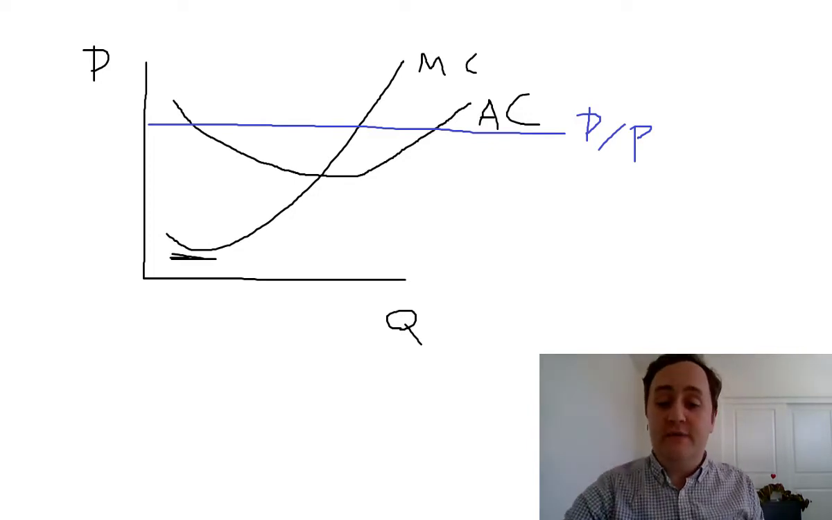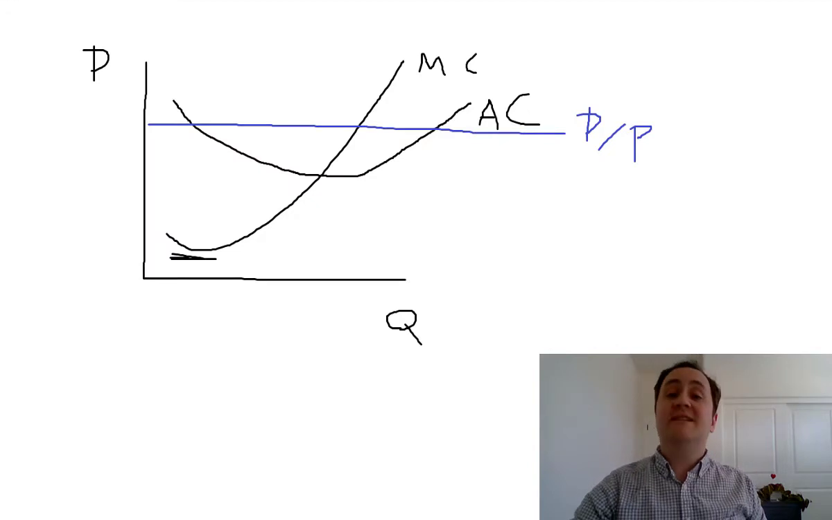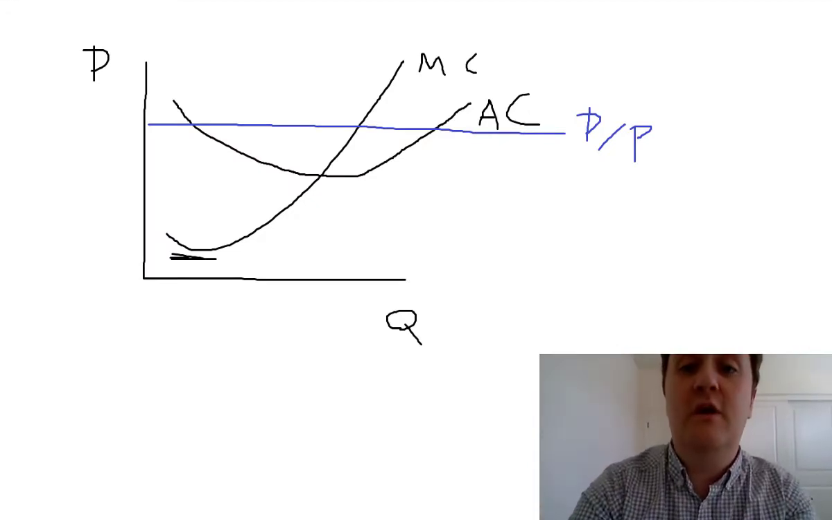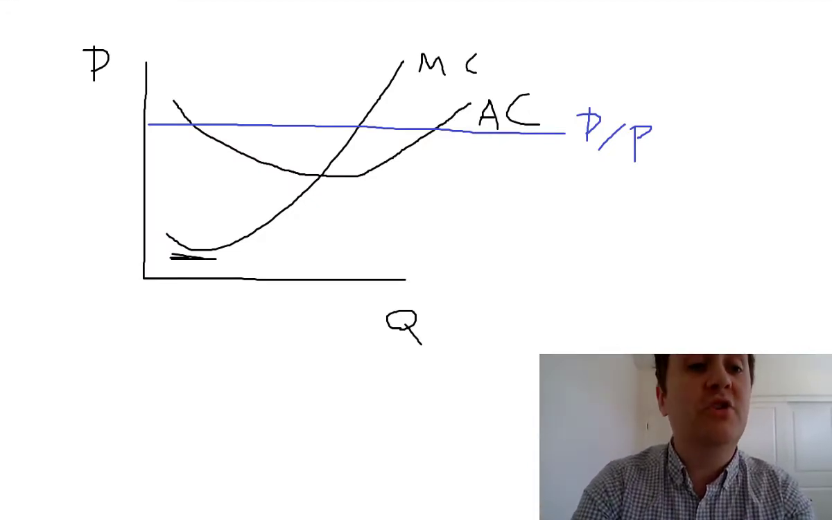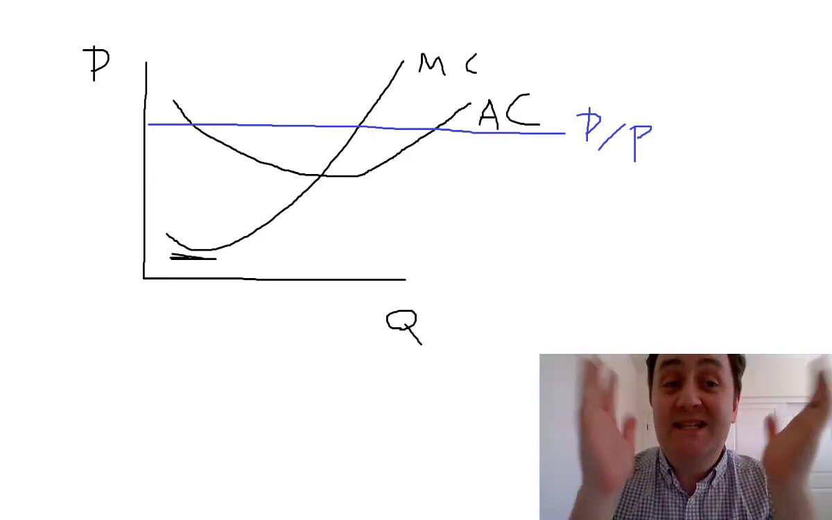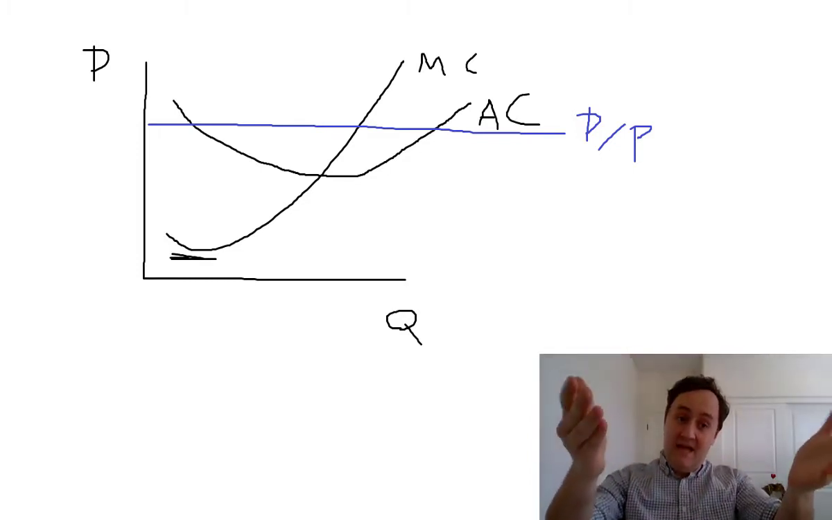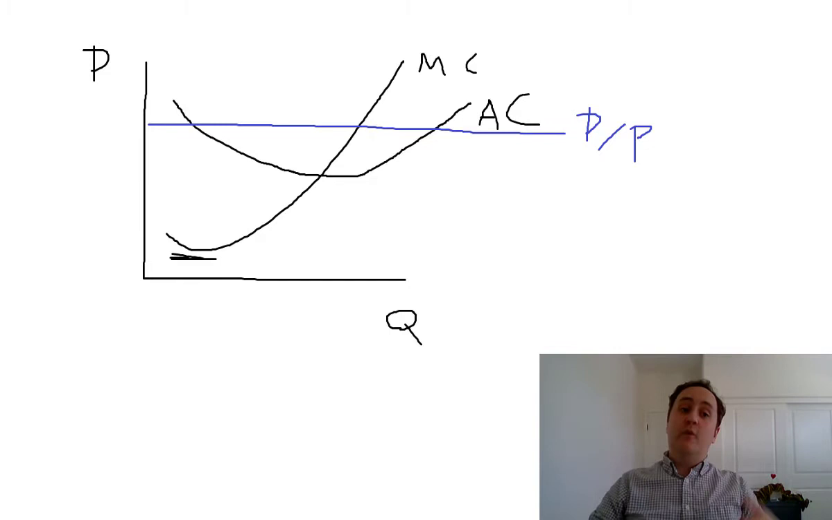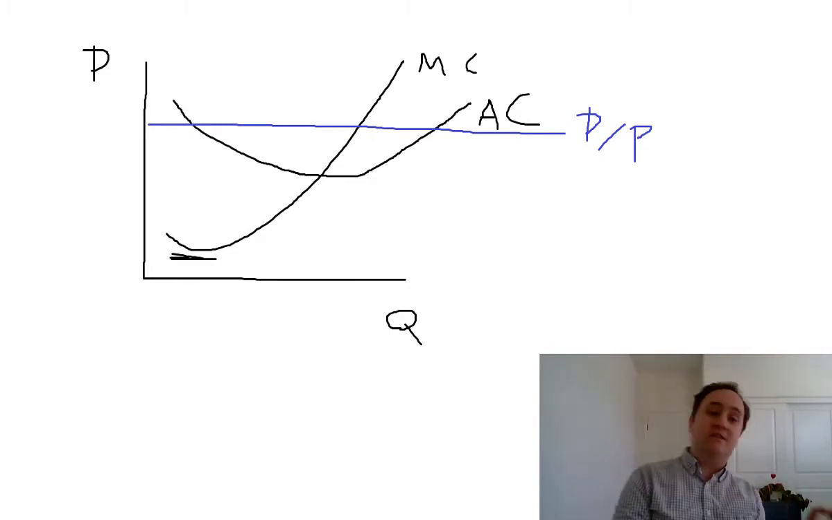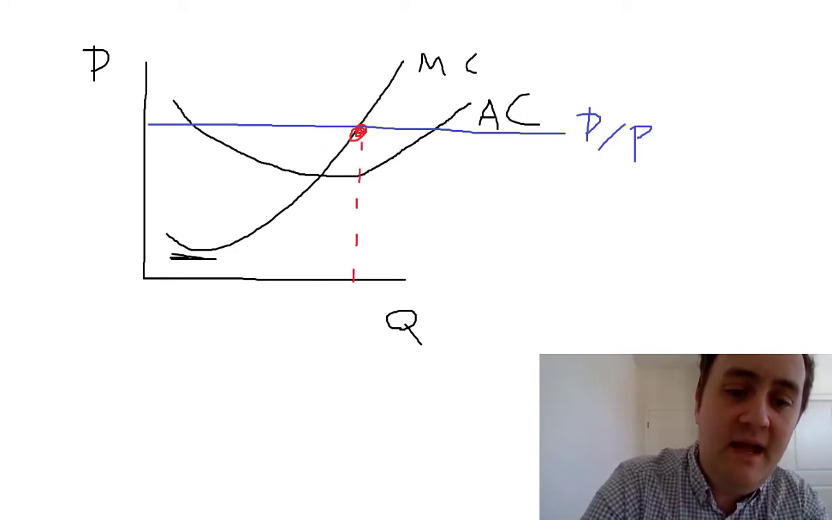Now let's follow our 3 steps. So step number 1, set price equal to marginal cost and get quantity out of it. So we're going to follow our price curve along until we hit marginal cost. By the way, setting 2 things equal to each other in algebra is the same thing as graphically finding an intersection between 2 lines. So we have the price line, we have the marginal cost line. If we want to set marginal cost and price equal to each other, we just look for where the lines cross, and here it is. And then that will give us a quantity, Q star.